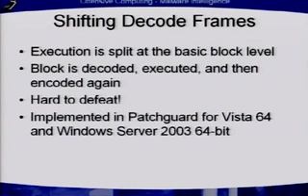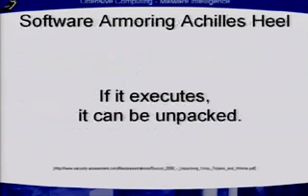Shifting decode frame is one of the hardest things to deal with in obfuscated malware. Basically, this is where each little block of instructions is encoded, and then at runtime it's decoded, executed, re-encoded, and the next block comes and gets decoded. This means it's very unusual for you to have the entire binary sitting in memory, decoded in clear text. This is very hard to defeat. Some people are actually implementing it for legitimate uses like protecting themselves, PatchGuard, that sort of thing. The main thing though is that if it executes, it can be unpacked. At some point, the processor needs to execute valid code, not gibberish, and so if you can observe that, you can unpack it.